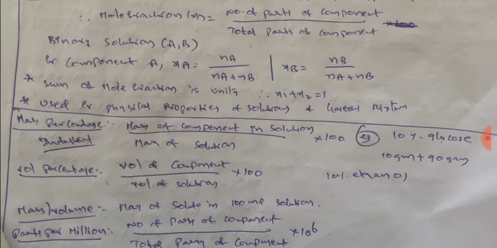And the third one is called mass by volume percentage. This is nothing but the mass of the solute which is present in 100 ml of the solution, which is called mass by volume percentage.